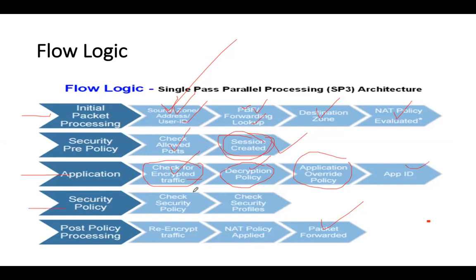Security policy, check the security policy whether it is allowed or not, right? What policy? Basically, ACL here, yes, in terms of this. And then check security profile. If you have decrypted the traffic to analyze it, then re-encrypt the traffic. This is post policy processing. NAT policy applied, and finally the packet will be forwarded. So that's basically the flow of logic that we have here.